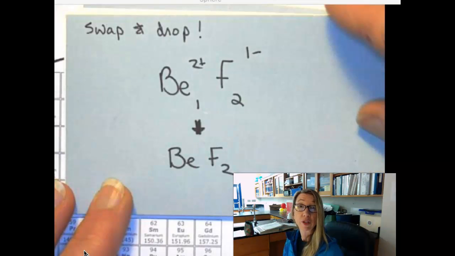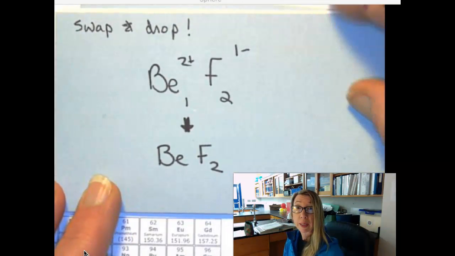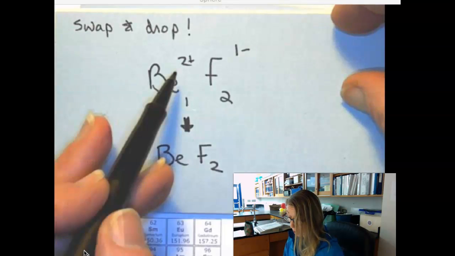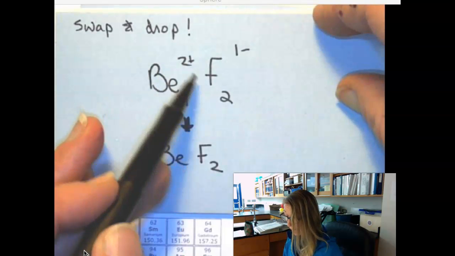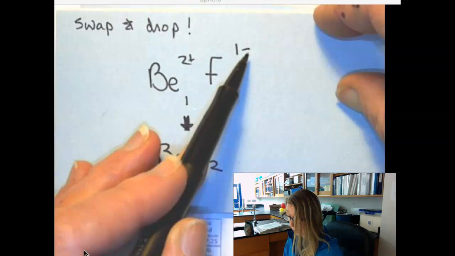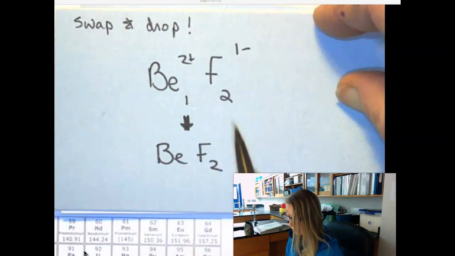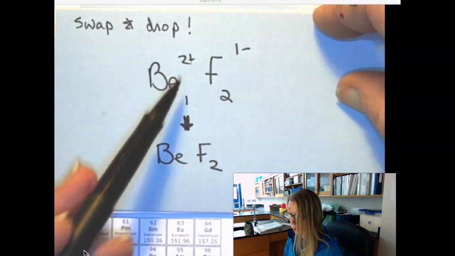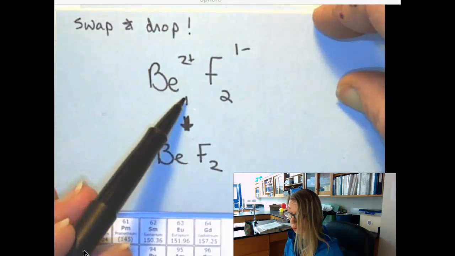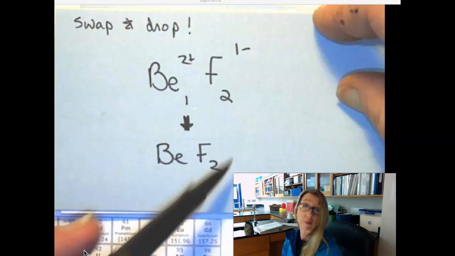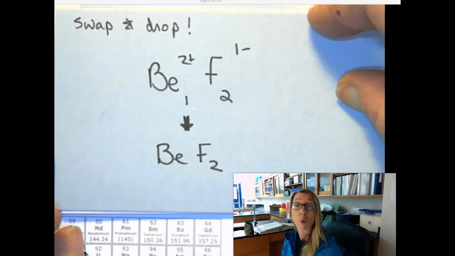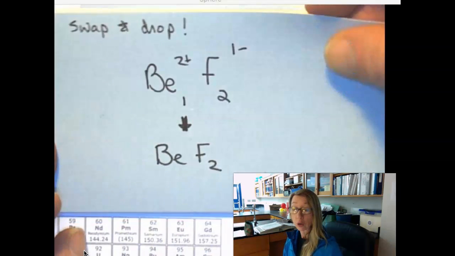Next step is to do the swap and drop. Just like we've been doing before, beryllium is a cation of +2 and fluorine is an anion of -1, and we swap it so that we end up with 2 times 1 is 2, 1 times 2 is 2. We have a neutral compound when we have 1 beryllium atom per 2 fluorine.